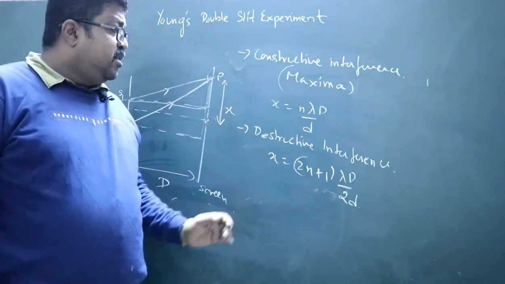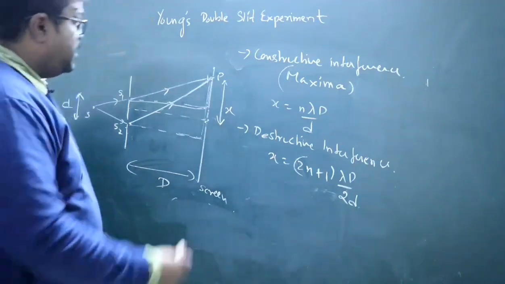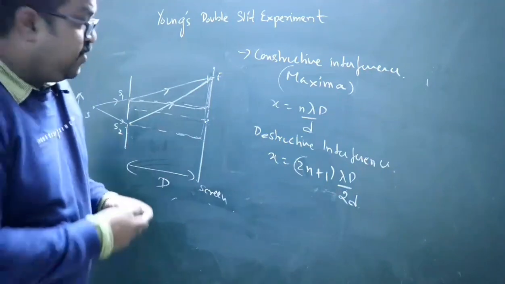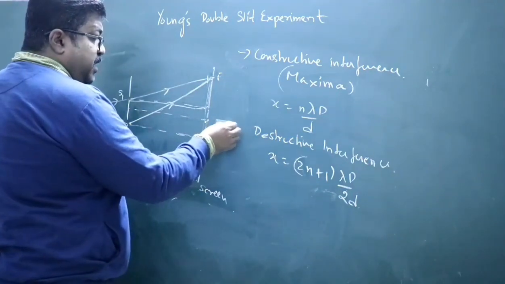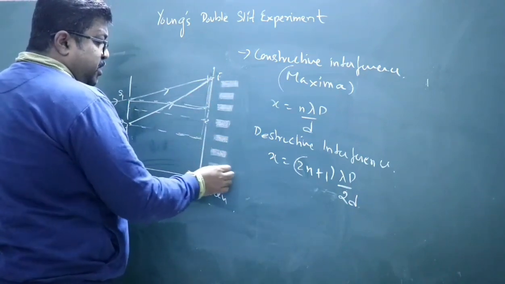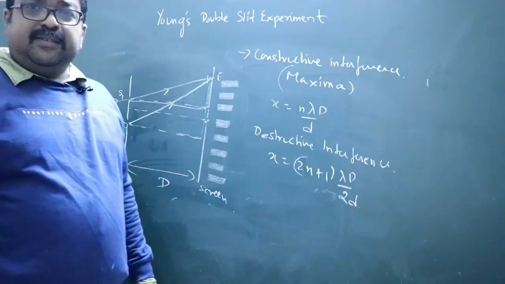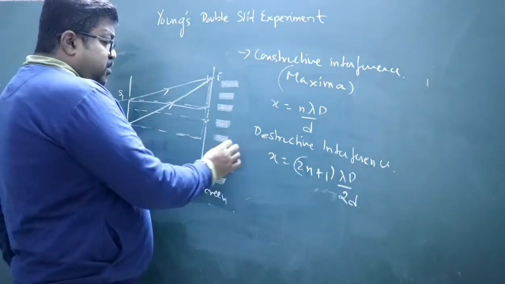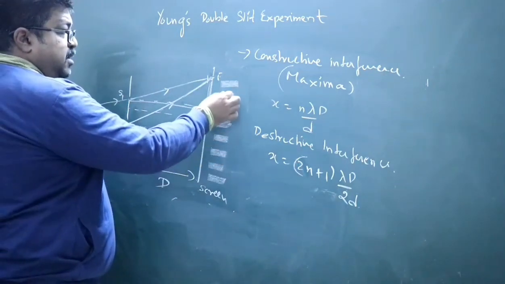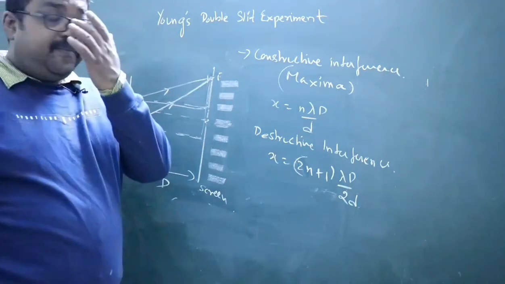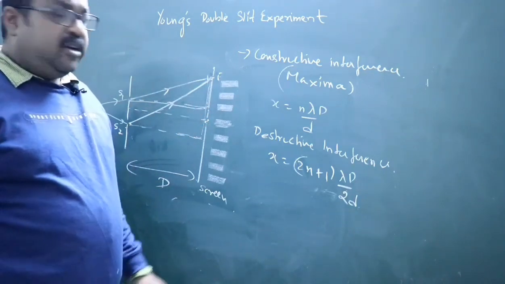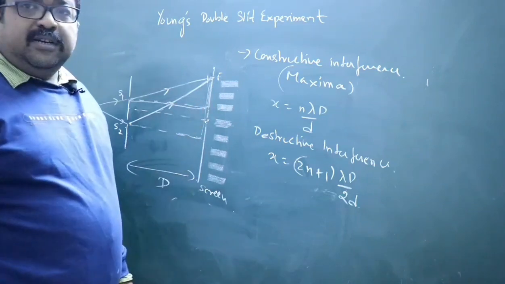Based on this, the interference pattern on the screen will be like this: a bright band, then a dark band, bright, dark, bright. So we get alternate dark and bright bands. Suppose this is the central position, which is a bright band. Now let us calculate the width of the bright bands and similarly the width of the dark bands.